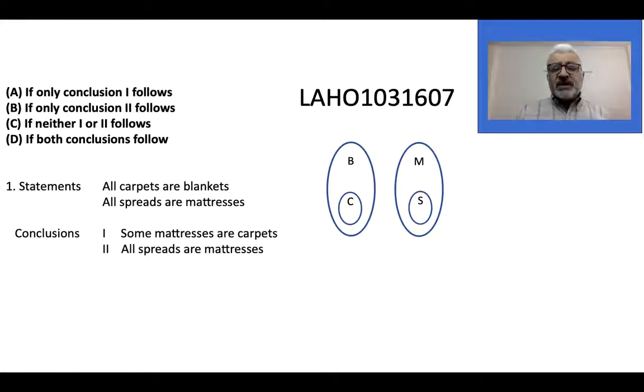Some mattresses are carpets. We've got mattresses here and we've got carpets here. Can we confirm that some mattresses are carpets? The answer is no. Therefore, the first one cannot be confirmed. All right, maybe true, but we don't know what the relation is between carpets and mattresses, or even between blankets and mattresses. Therefore, we cannot confirm this.